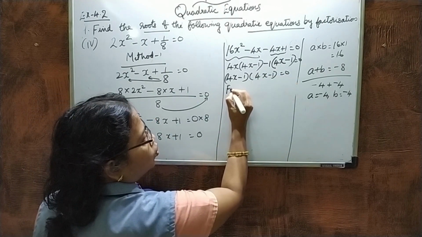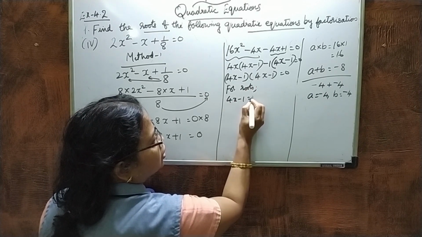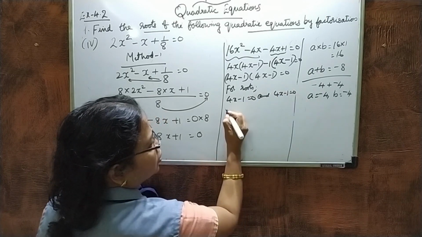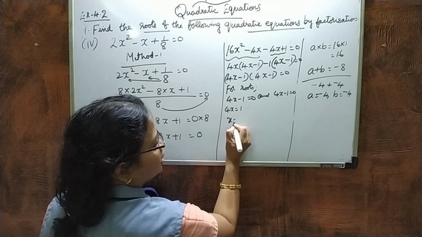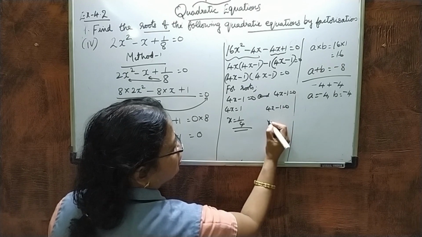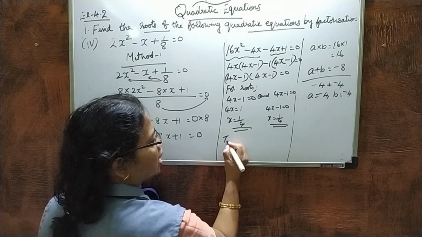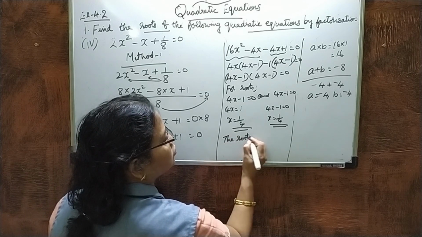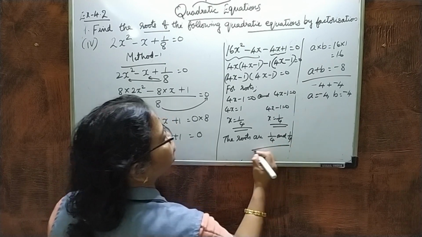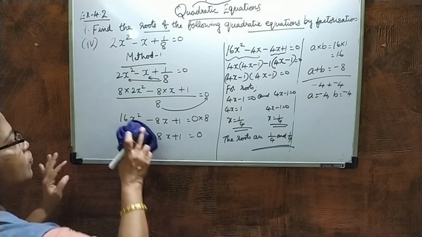Again for the roots, what you have to do? Take each one: 4x minus 1 equal to 0 and 4x minus 1 equal to 0. Then 4x is equal to 1, x is equal to 1 by 4. And here also the same thing, 4x minus 1 is equal to 0, x is equal to 1 by 4. And the roots are 1 by 4 and 1 by 4. Clear?